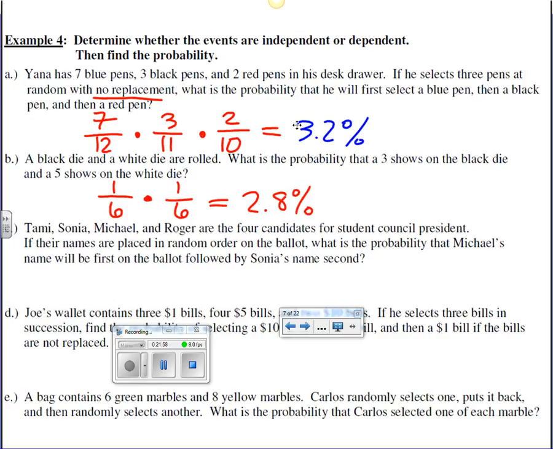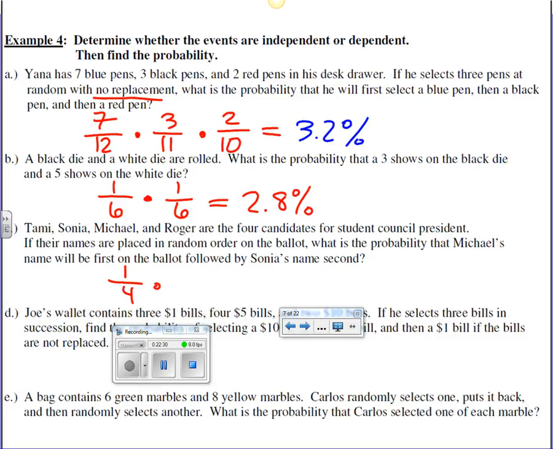Okay. C, Tammy, Sonia, Michael, and Roger are the 4 candidates for student council president. If their names are placed in random order on the ballot, what is the probability that Michael's name will be first on the ballot, followed by Sonia's name second? AJ, what's the probability that Michael's name will be first? Very good, because there's only one Michael, and how many total people are there? 4, okay?